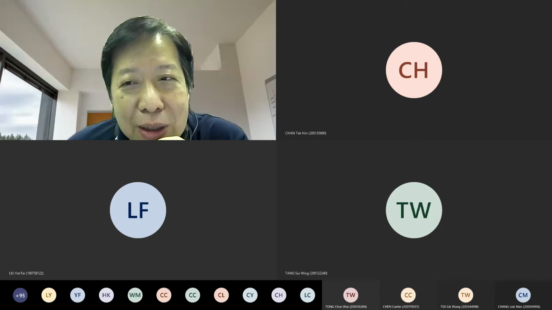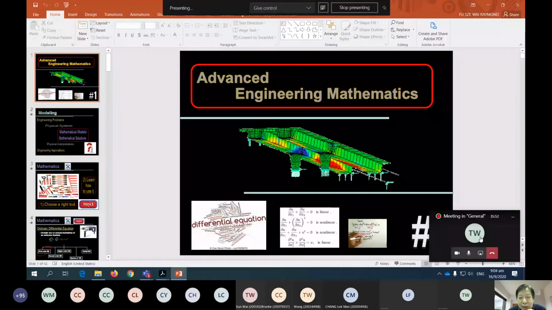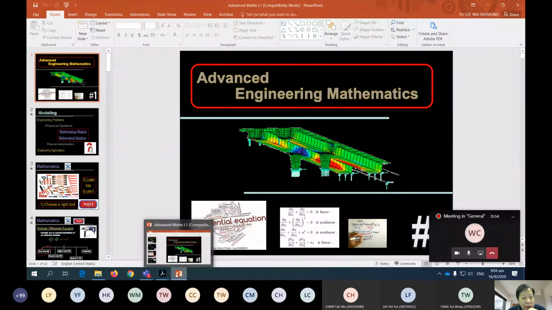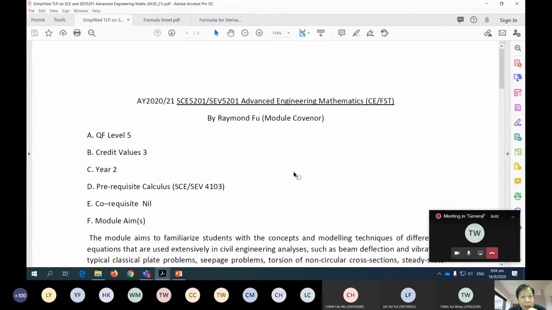Okay, so let's look at some of the information, right? Now, I would like to share the TLP. Can everybody see it clearly? Yes. Okay. Good. So this is our teaching and learning requirements. All this material. So the tutorial will start next week, right? Not the third week. The second week. I mean next week. The tutorial will start.